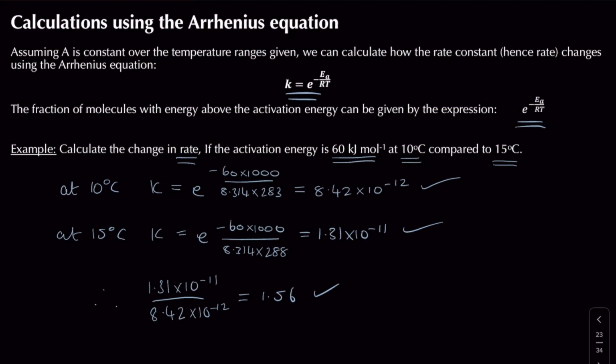So of course we put that in our calculator and we end up with a value of 1.56 times. And so we know if we increase the temperature by 5 degrees Celsius in this reaction, from 10 to 15 degrees Celsius to be more specific, our rate of reaction, our rate constant K, our fraction of molecules with energy above the activation energy increases by 1.56 times as well.